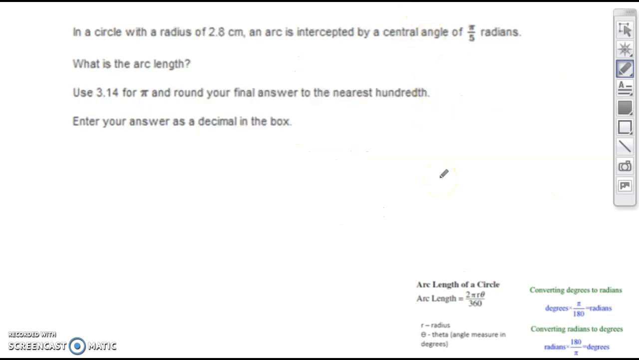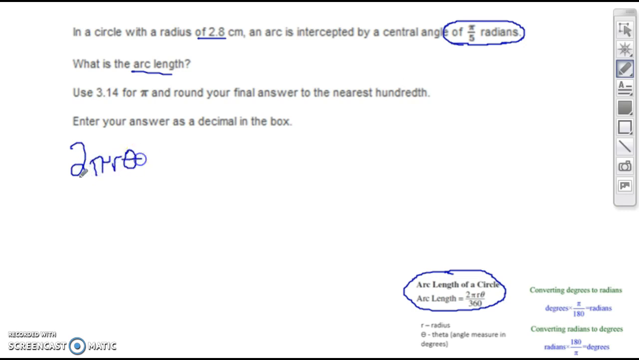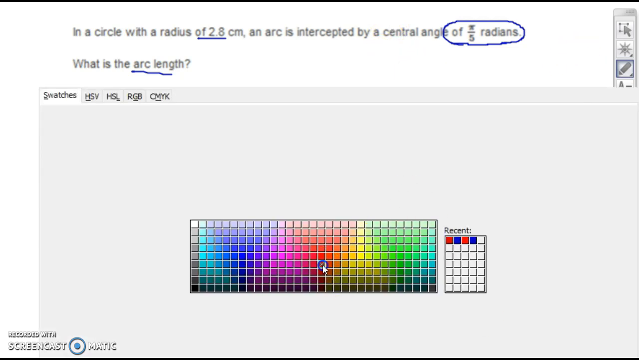All right, in a circle with a radius of 2.8 centimeters, the arc is intersected by a central angle of pi over 5 radians. What is the arc length? Okay, so again, arc length, I'm going to pull it straight from the formula sheet. 2 pi r theta over 360. Remember, theta has to be in degrees, so before I get started, I'm going to convert that to degrees.